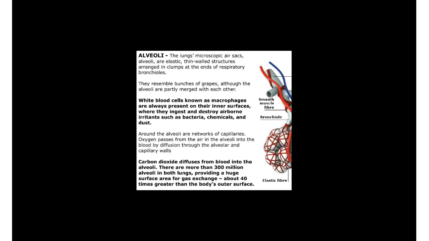Okay, there are more than 300 million alveoli in both lungs, providing a huge surface area. So 300 million means there is a huge surface area, and the exchange going on is 40 times greater than the body's outer surface area. Now you can imagine, these small alveoli provide 40 times more surface area than your body's outer surface area. Okay, clear?